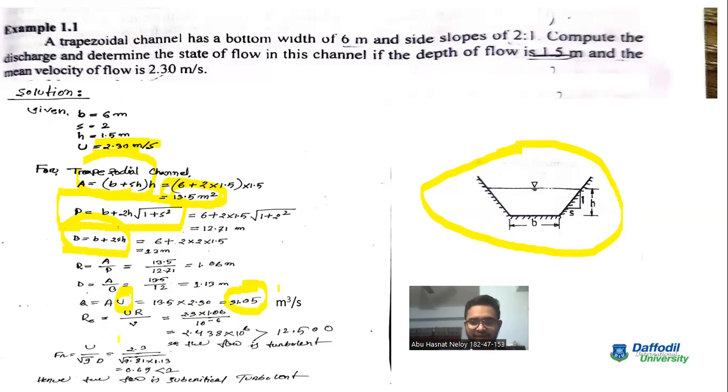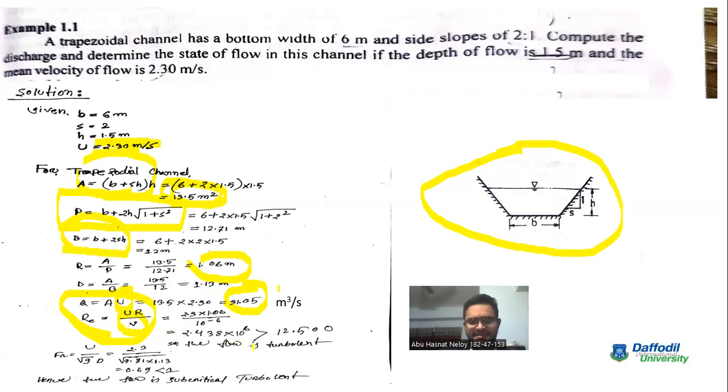And now we are going to calculate the effect of viscosity. We already know the formula for the effect of viscosity: Re is equal to UR divided by mu. The value of U given is 2.3, and the hydraulic radius we calculated is R is equal to 1.03 meters, and we consider mu is equal to 10 to the power minus 6. So we substitute the values and after calculating we get Reynolds number Re is equal to 2.438 into 10 to the power 6.